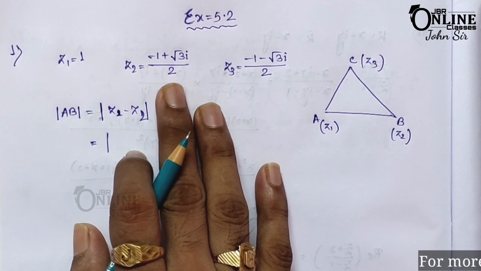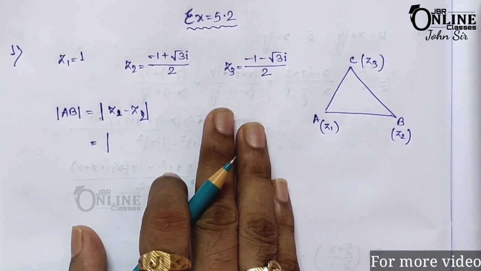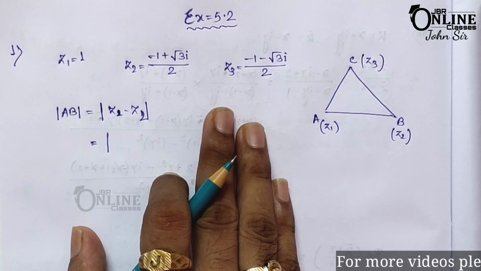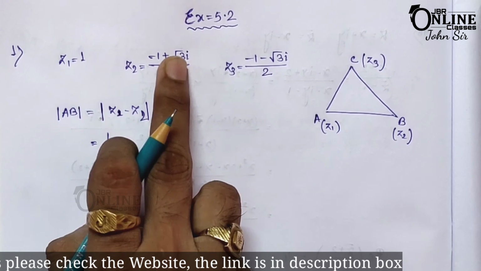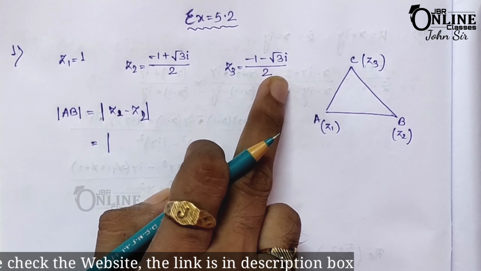So here the first problem: using distance formula, prove that the points given form the vertices of an equilateral triangle in the complex plane. That means we have to show that all the sides of this triangle will be equal. So as this one A, B, C, mark them Z1, Z2 and Z3. Here Z1 equal to 1, Z2 equal to this one and Z3 equal to this one.